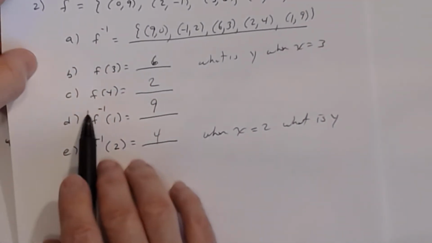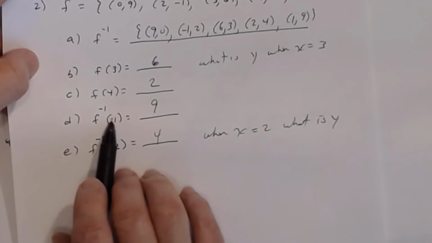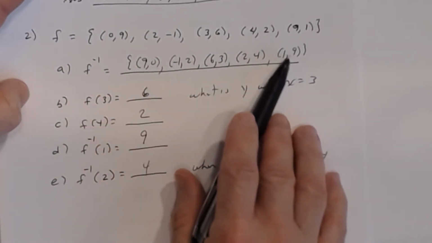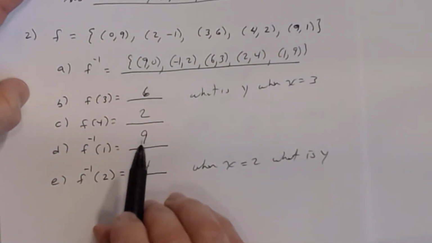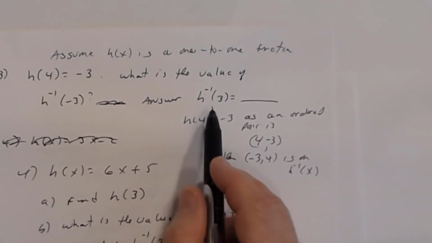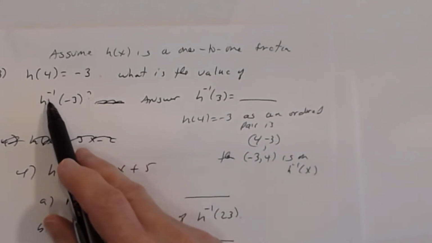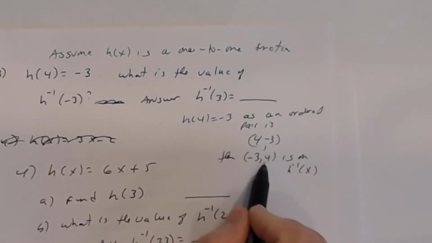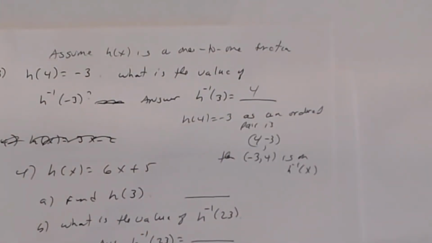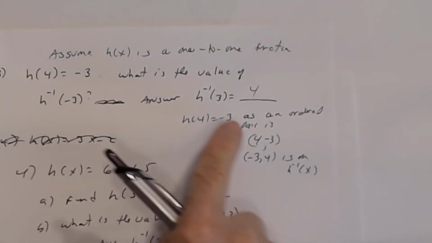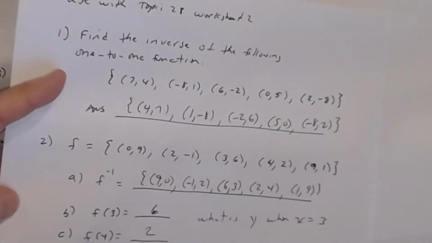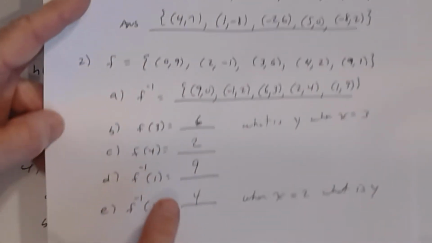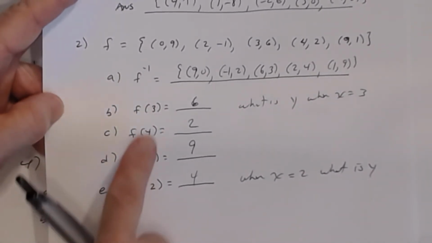When x is -3, we make a comparison to this: f inverse of 1. You went to the inverse, and when x is 1, my y value is 9. That's the same idea you're using here. H inverse of -3: when x is -3, my y value is 4. And that's all it is. You're using the same idea you used when finding the inverse, and then asking about these values.